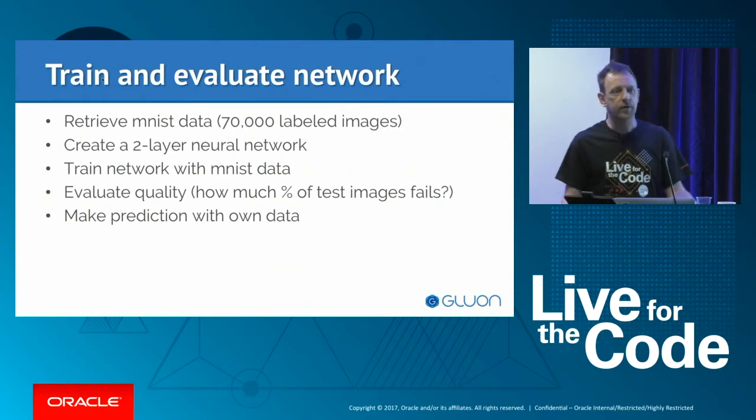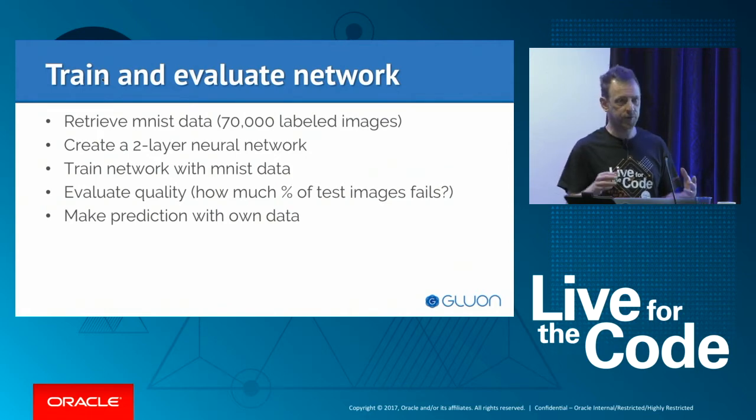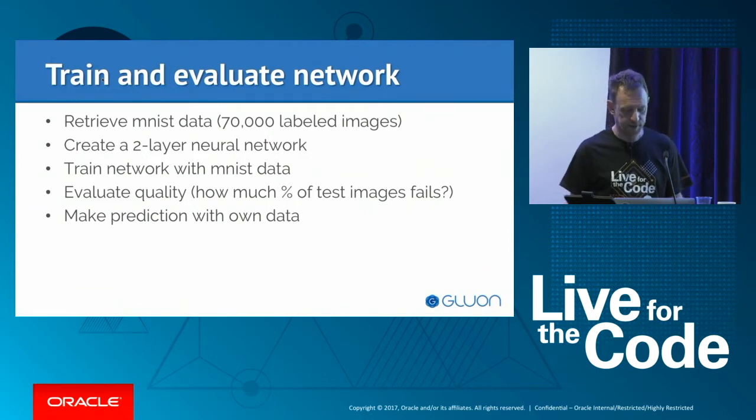So the first part, the logic part, is required to train and evaluate the network. So the code retrieves the 70,000 labeled images. 60,000 of them are used for training, and once the algorithm thinks, yes, now I'm pretty okay, the test data is run in order to see how good it actually is.